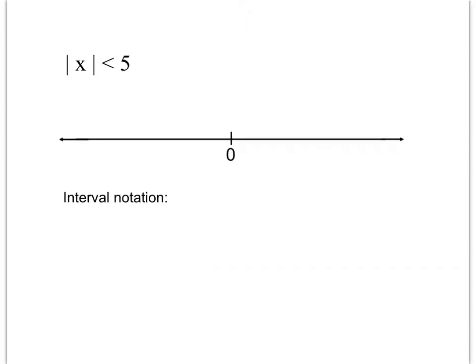So looking right here, the absolute value of x is less than 5. First thing we're going to do is solve this. We're going to pretend that this was an equation. So absolute value of x is equal to 5. So we now know our critical points are 5 and neg 5. So I'm going to put in a point right here at 5, a point right here at neg 5.